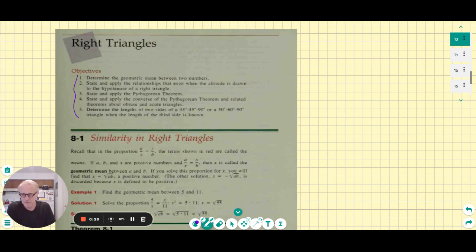triangle. We're going to state and apply the Pythagorean theorem, the converse of the Pythagorean theorem, and how it relates to obtuse and acute triangles, and then determine the lengths of two sides of a 45, 45, 90 degree or a 30, 60, 90 triangle when the length of the third side is known.